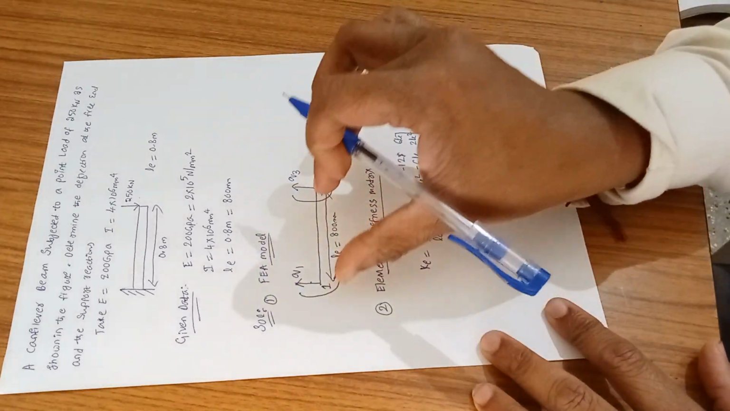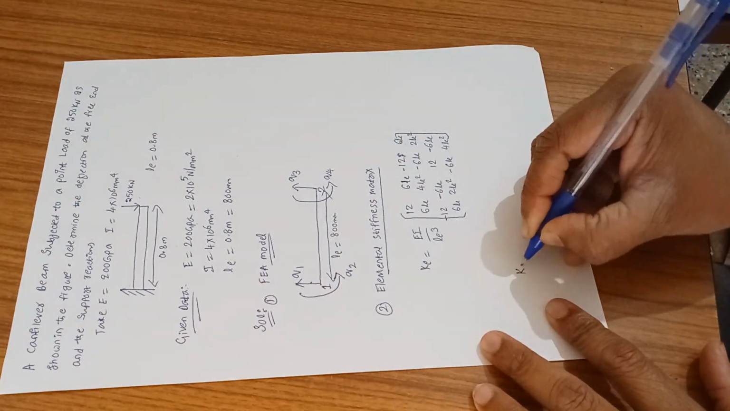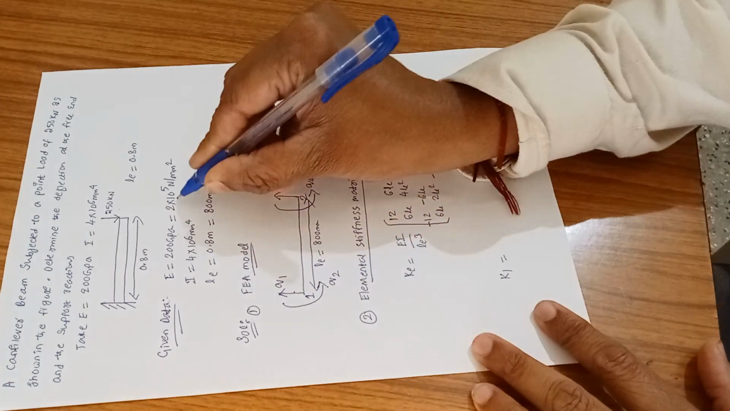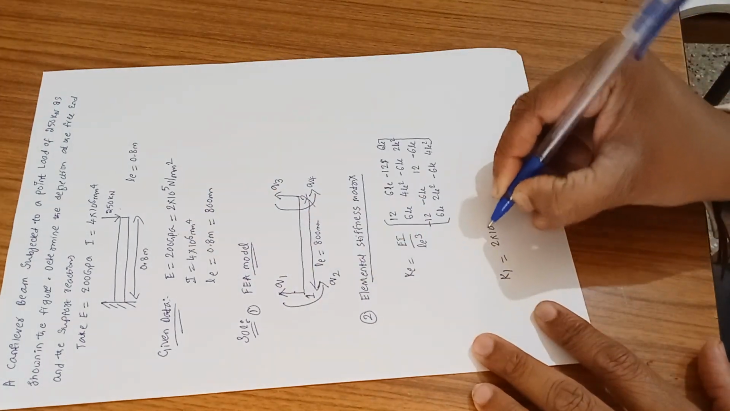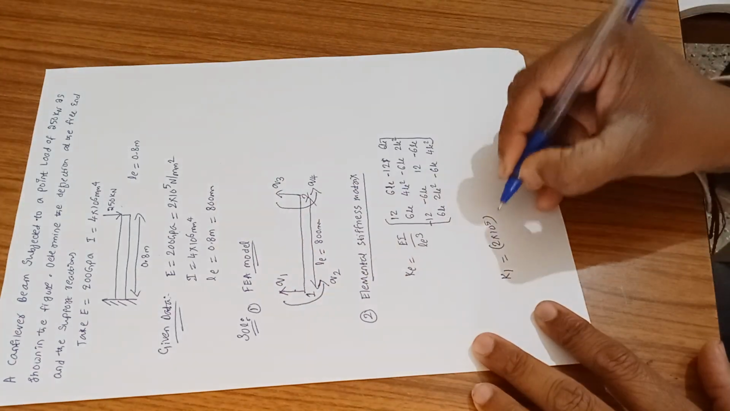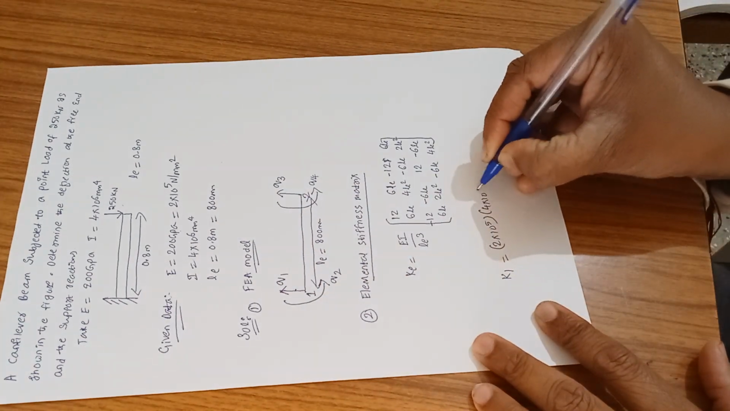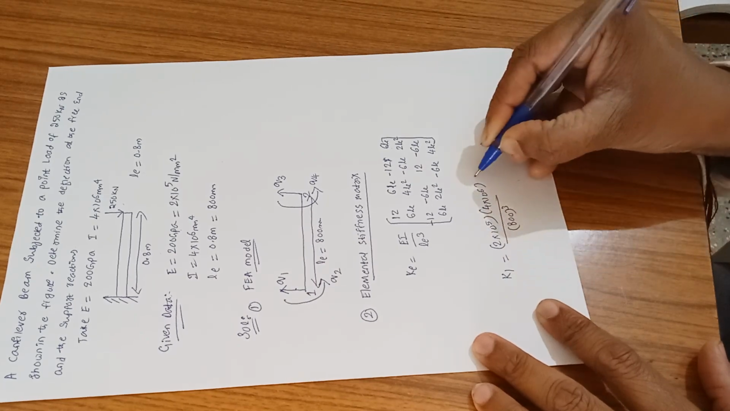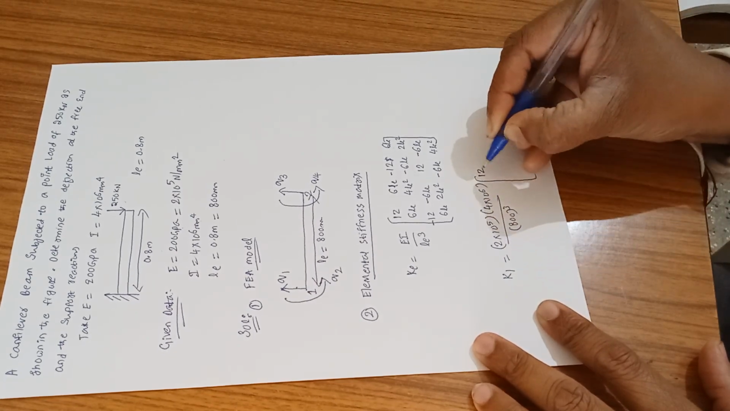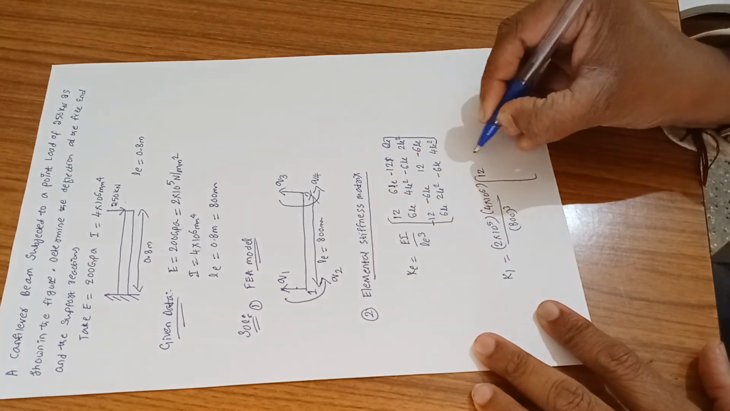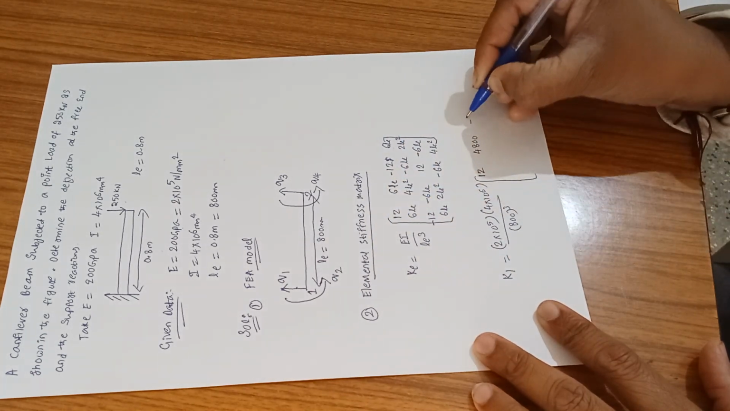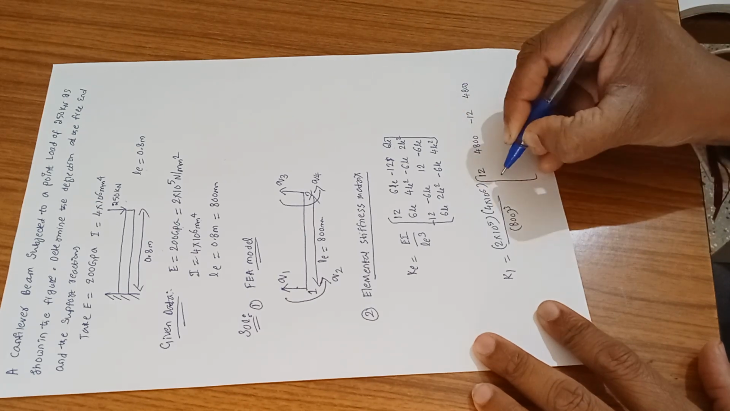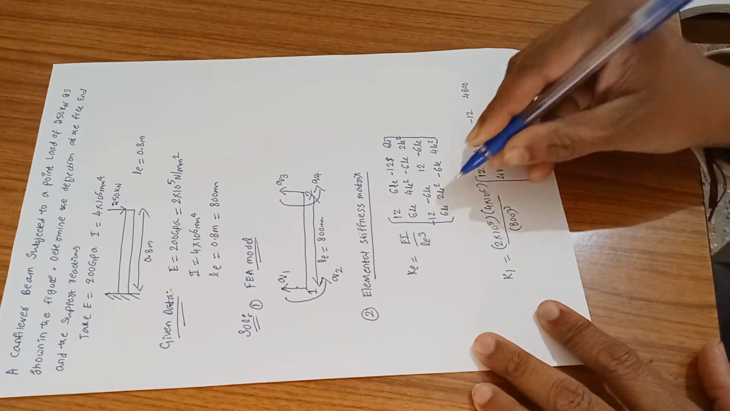Now there is only one element, therefore that is going to be K1. If there were two elements, you would find K1 and K2, but there is only one element. E is 2 into 10 to the power of 5, I is 4 into 10 to the power of 6, and Le is 800 cube. Let me substitute that. 12, then 6 into 800, which is 4,800, minus 12, then 6 into Le again is 4,800, and Le square.